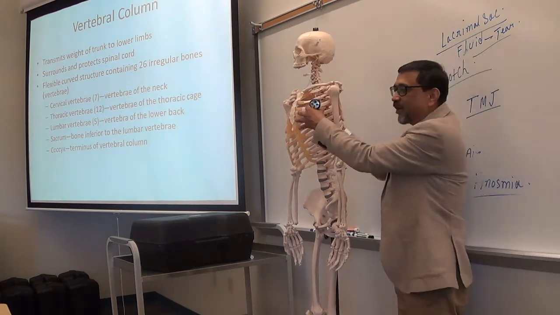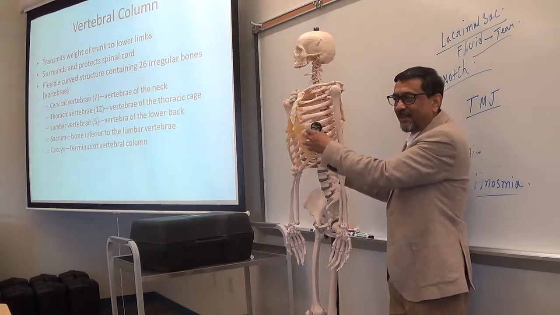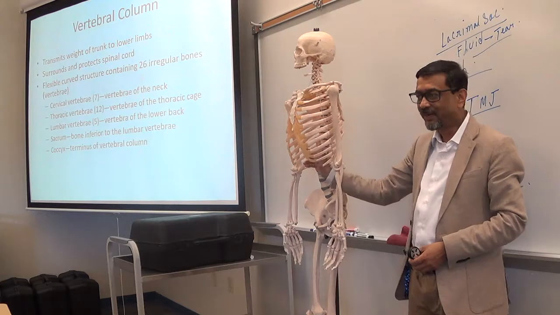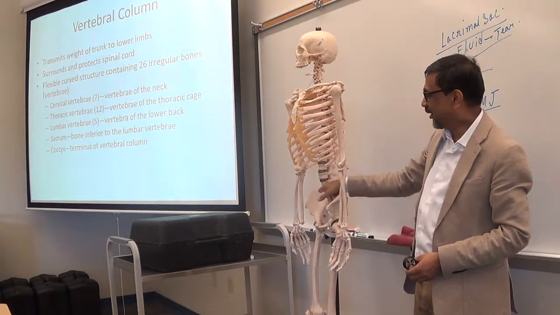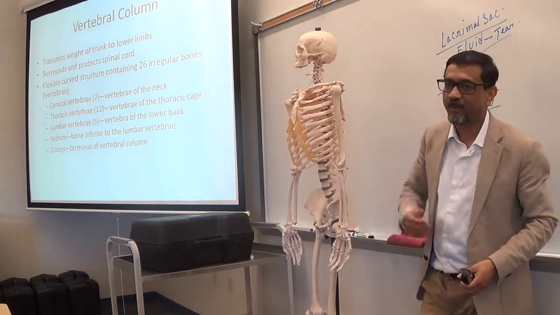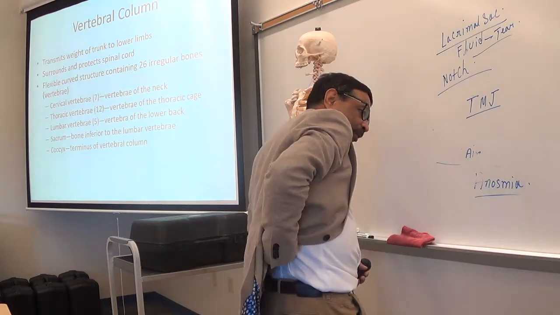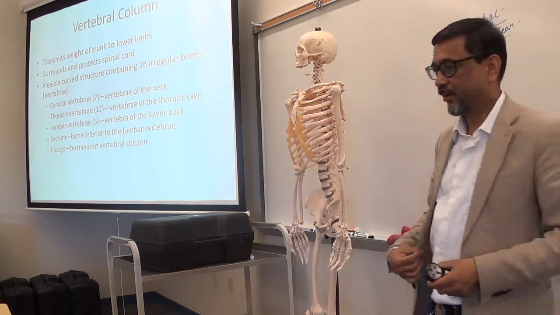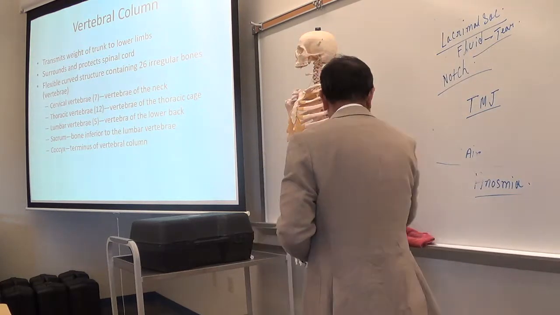Then this part is called what? Thoracic, right? So you have 12 thoracic vertebrae here. It's a big part, right? 12. Then this part is called the lumbar part, lumbar area. So 5 lumbar vertebrae.